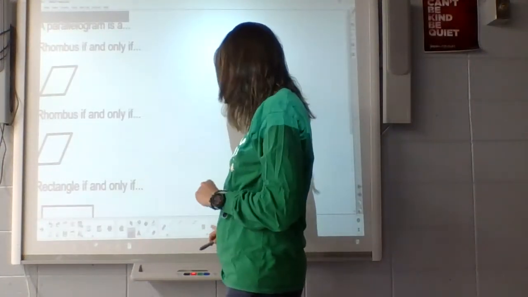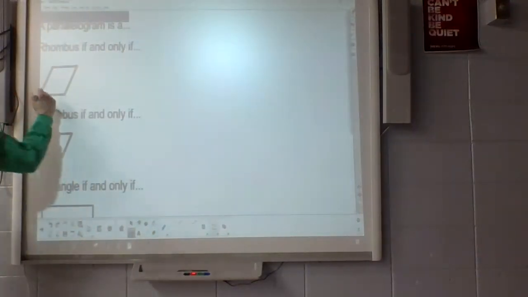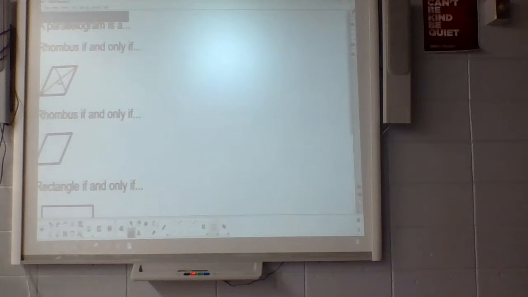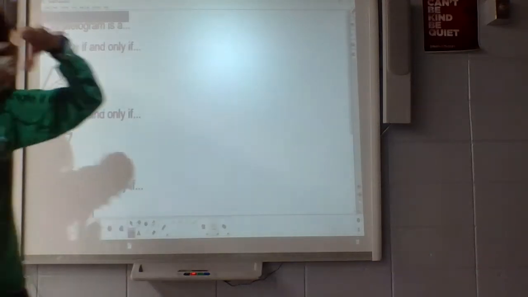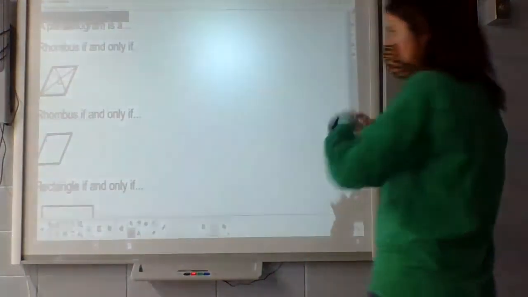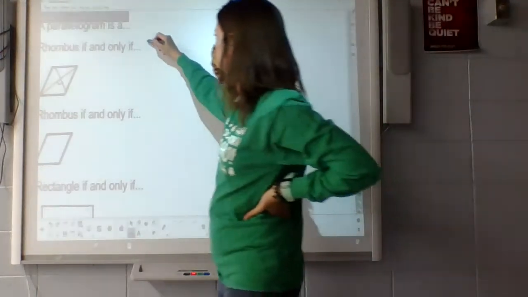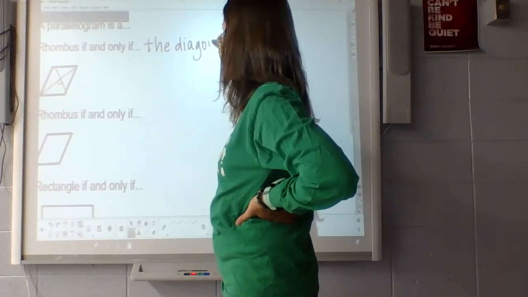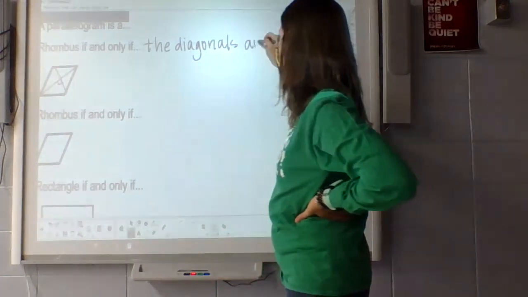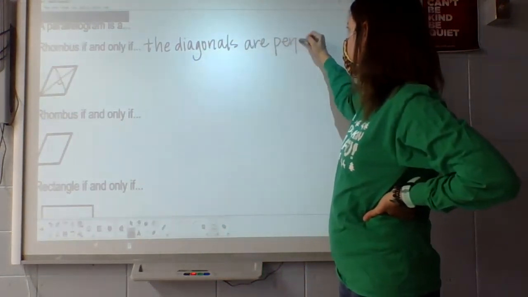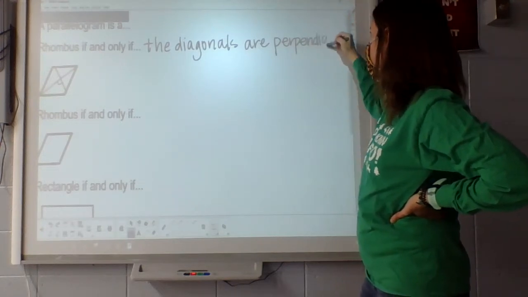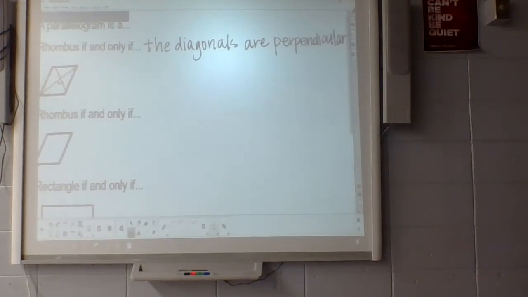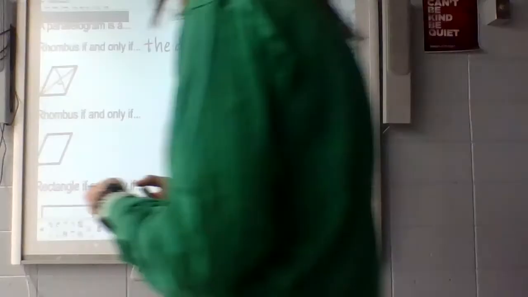So this next one for a rhombus is if I draw the diagonals in, the diagonals are going to be perpendicular. They probably don't look perpendicular on mine because my screen is all stretched, but the diagonals are perpendicular.